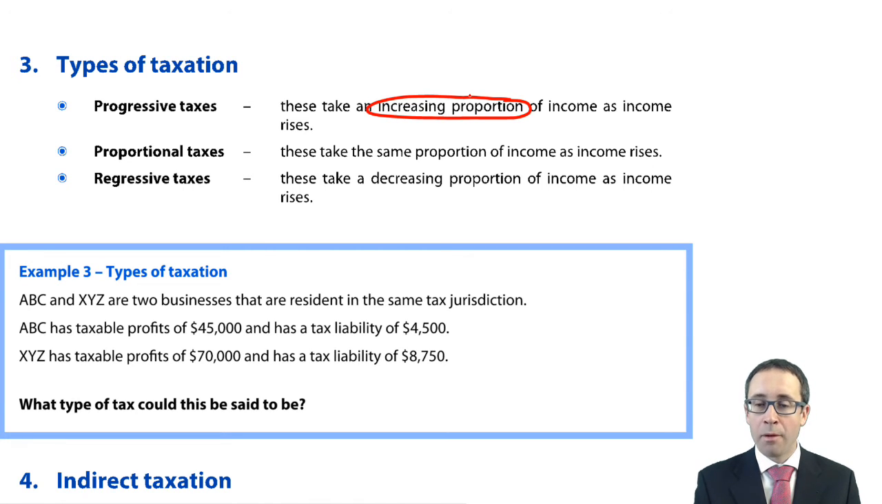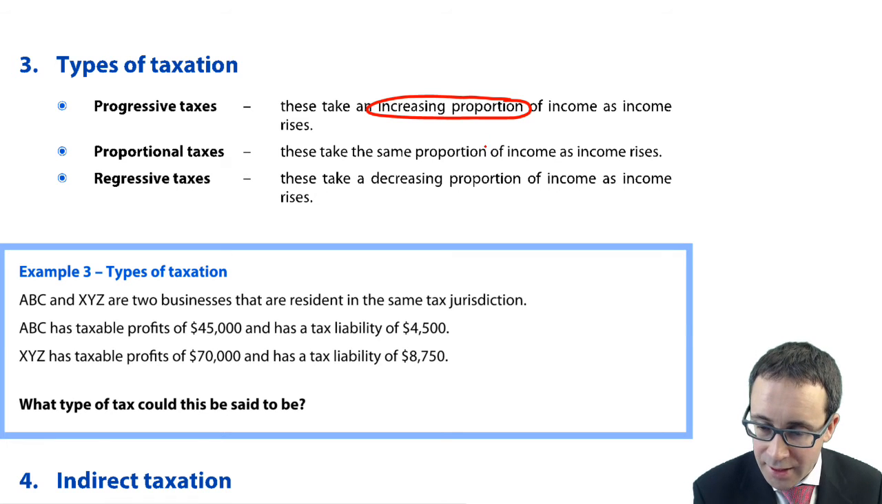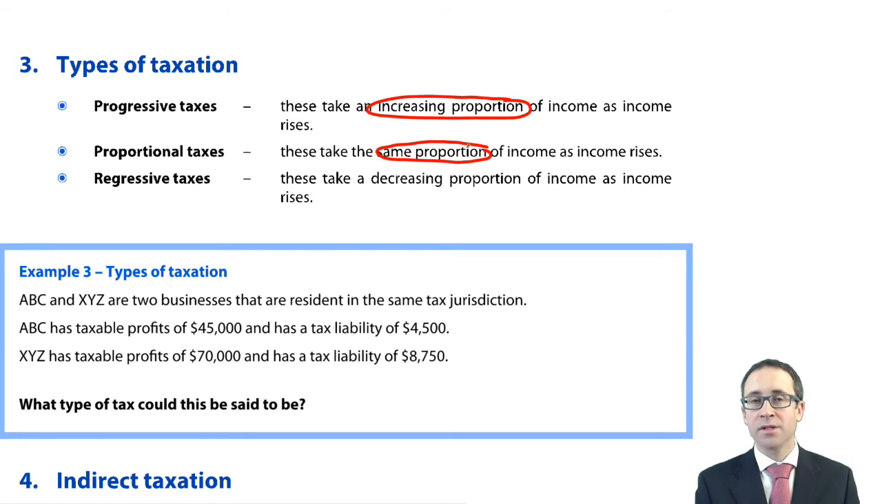A proportional tax is whereby you take the same proportion of income as the income rises. So it doesn't matter whether you get paid a low wage or a high wage, you'll be subject to exactly the same rate of tax. That is very similar to what we have in the UK now with regards to corporation tax. We have a flat rate of corporation tax, so it doesn't matter how big the business is or how large the profits become, you will pay exactly the same rate. Previously, we had different rates of corporation tax depending upon how large the business was.